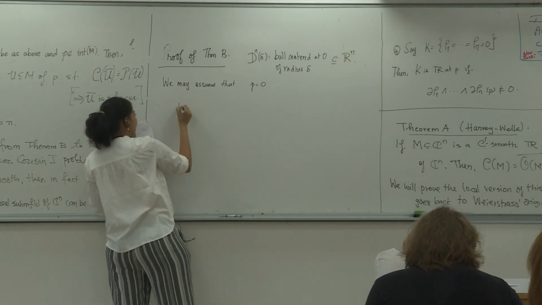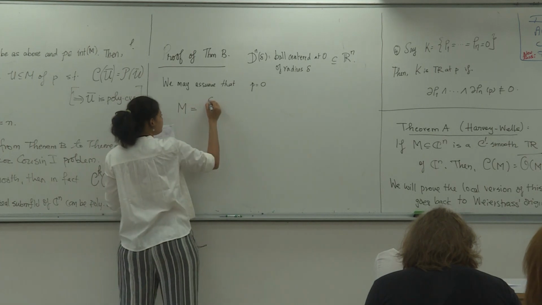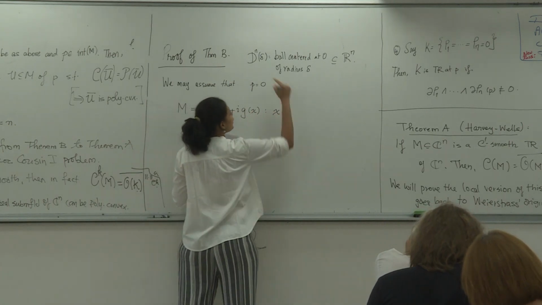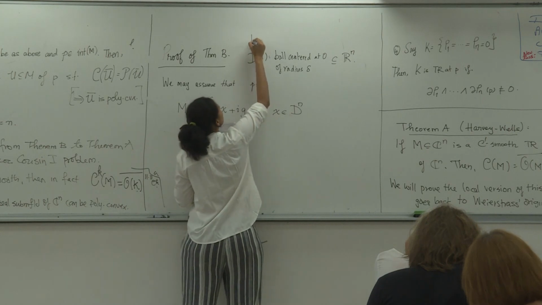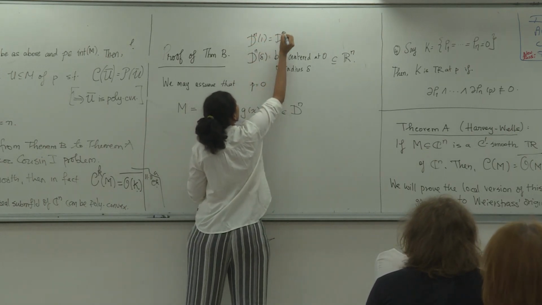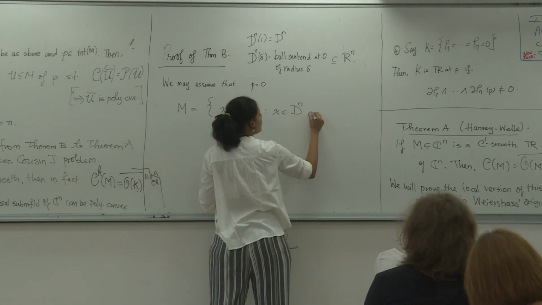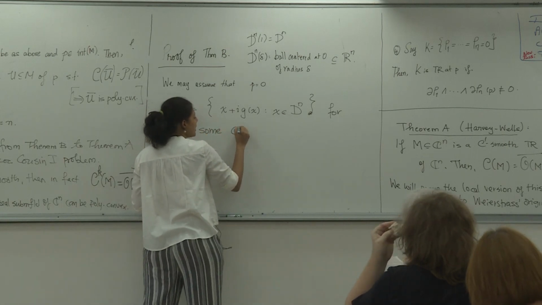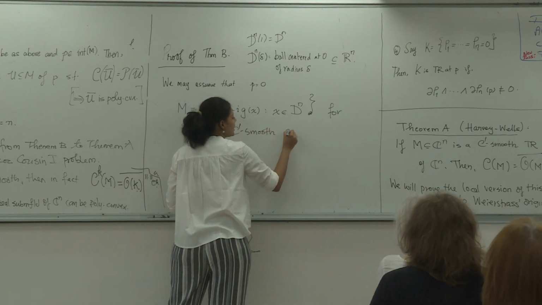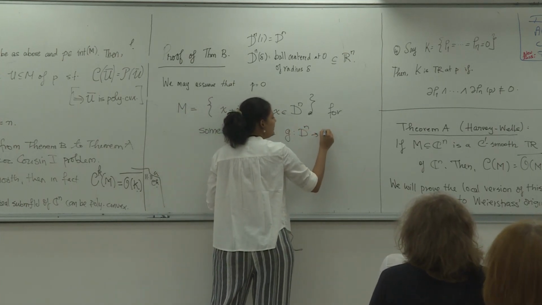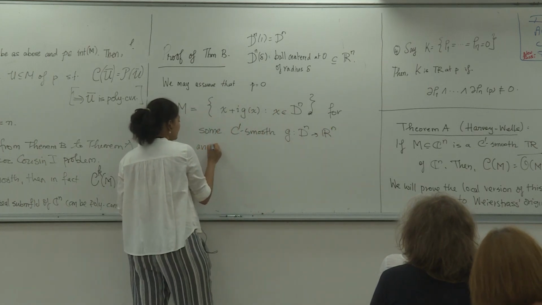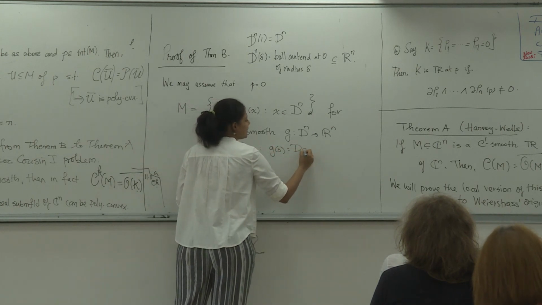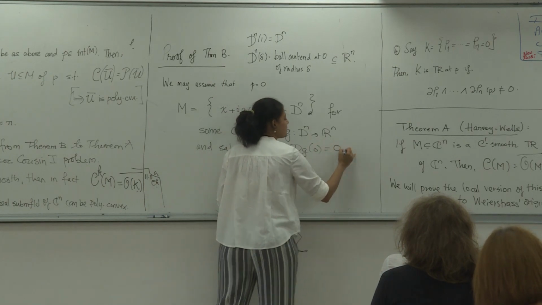And what we'll assume is that M looks like x plus i g(x), where x comes from Dn, and I'll also drop the 1 when I'm looking at the unit disk. So x comes from Dn for some C1 smooth G that goes from Dn to Rn and satisfies that G of 0 and the derivative at 0 is 0.